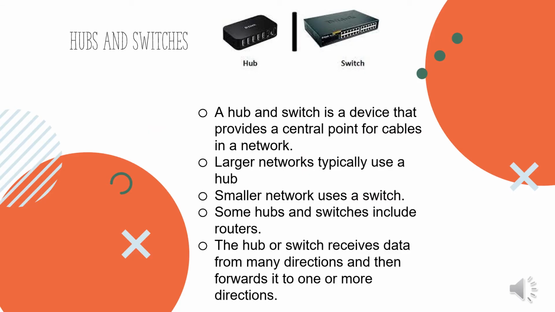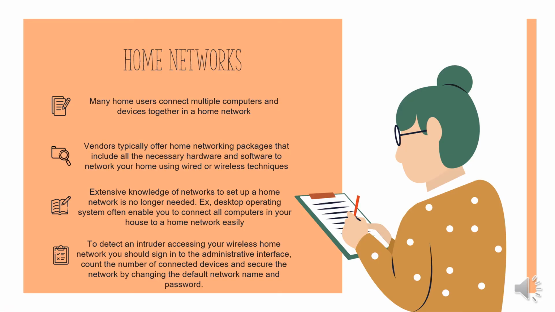Hubs and switches. A hub and switch is a device that provides a central point for cables in a network. Larger networks typically use a hub, while smaller networks use a switch. Some hubs and switches include routers. The hub or switch receives data from many directions and then forwards it to one or more directions.